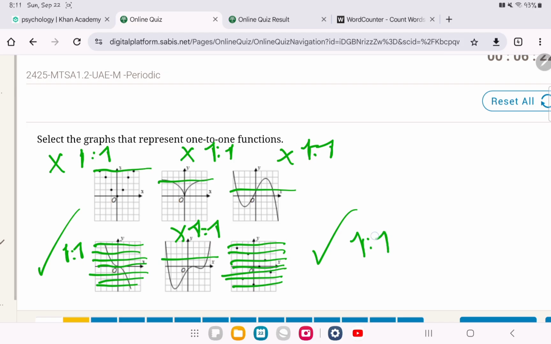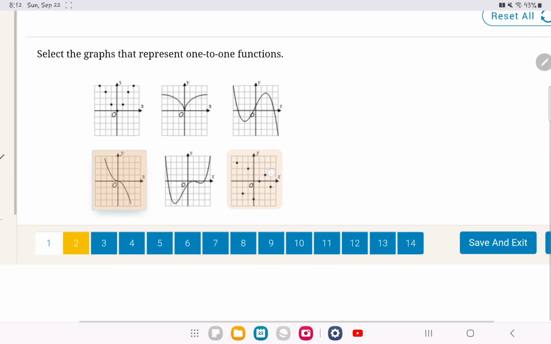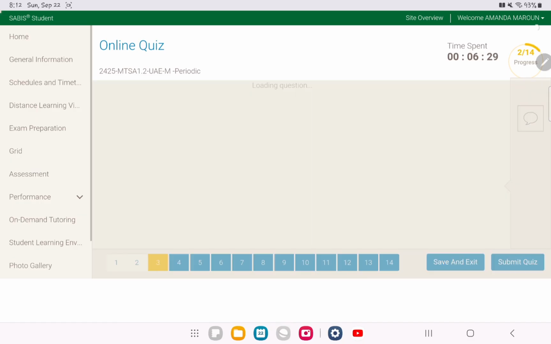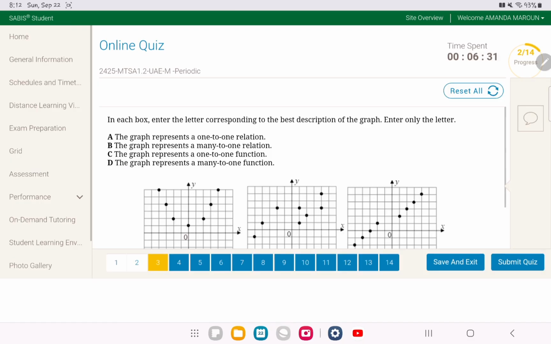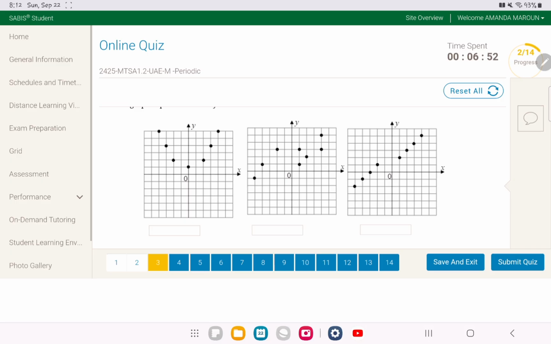And it is 1-to-1. So the only two answers are this one and this one. Question number 3. In each box, enter the letter corresponding to the best description. A represents a 1-to-1 relation, B represents a many-to-one relation, C represents a 1-to-1 function, D represents a many-to-one function. So if we look here, we can say, first of all, this is a function.